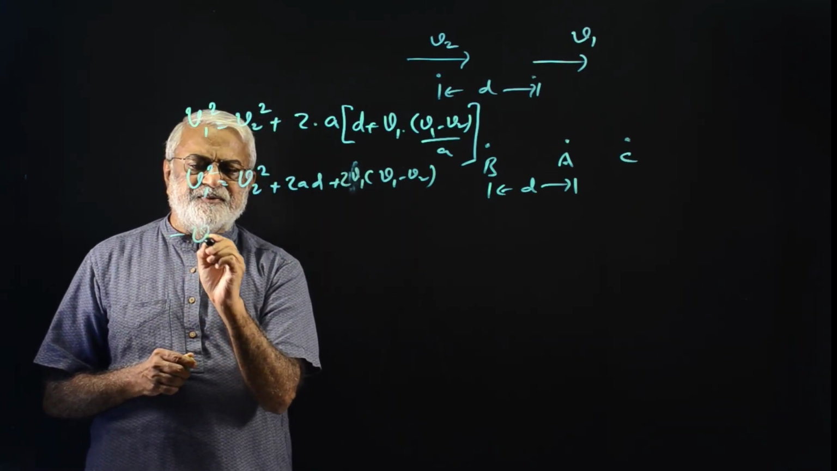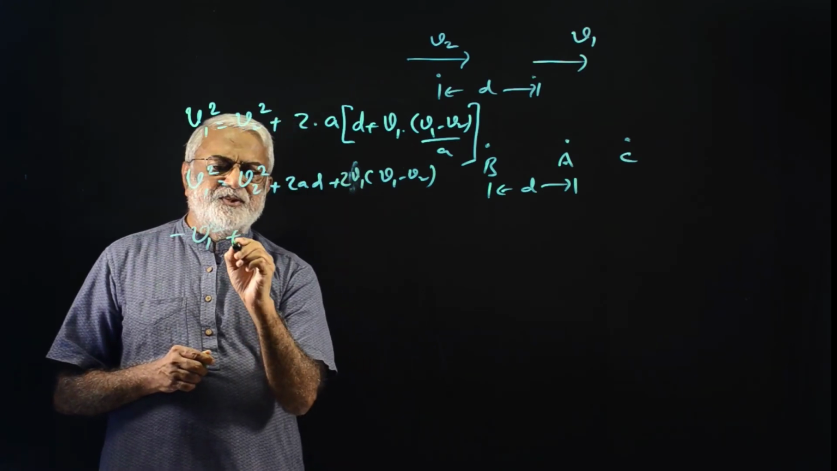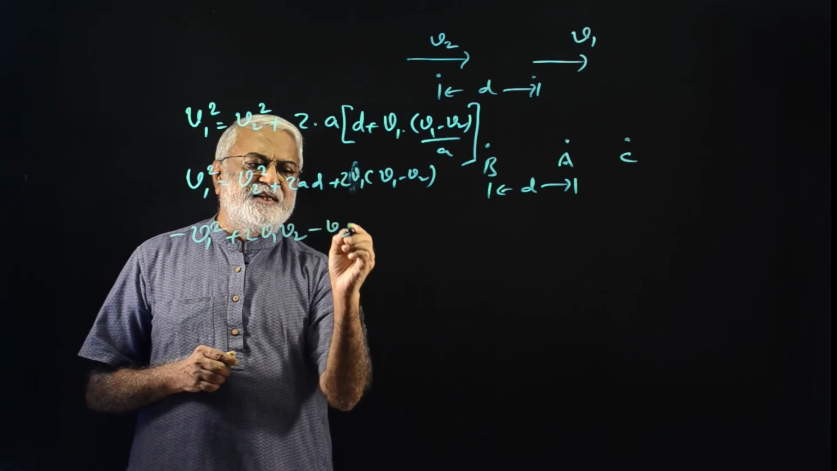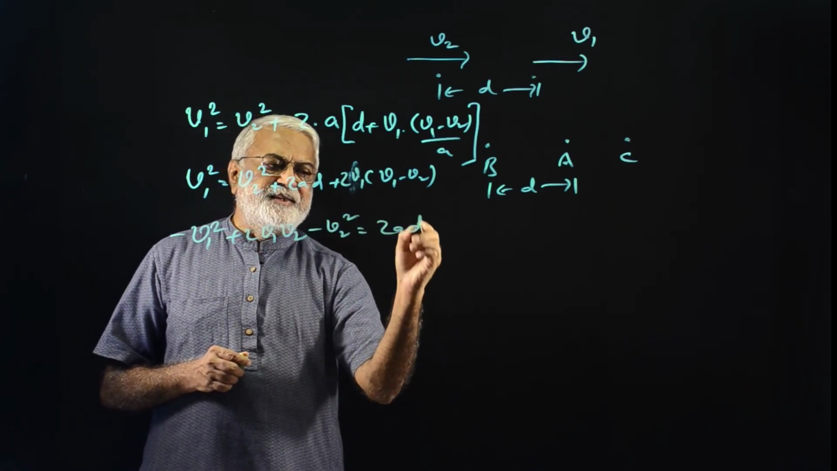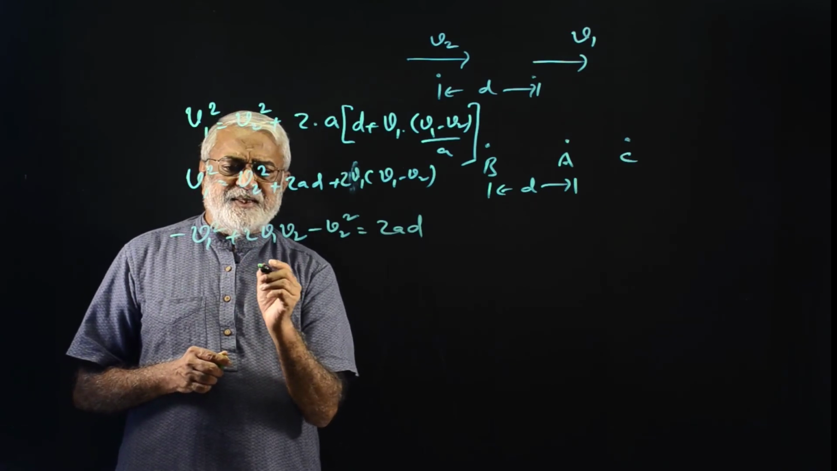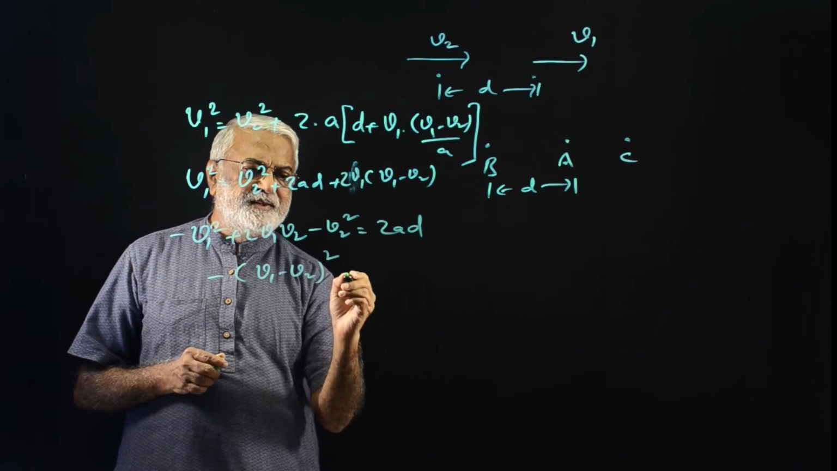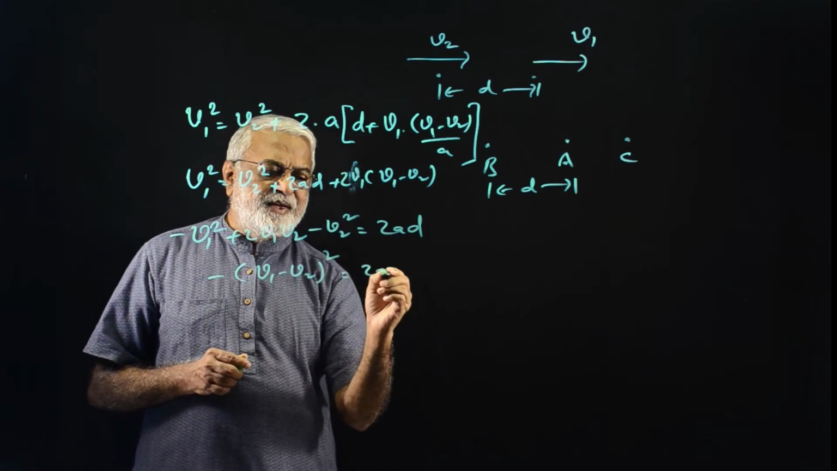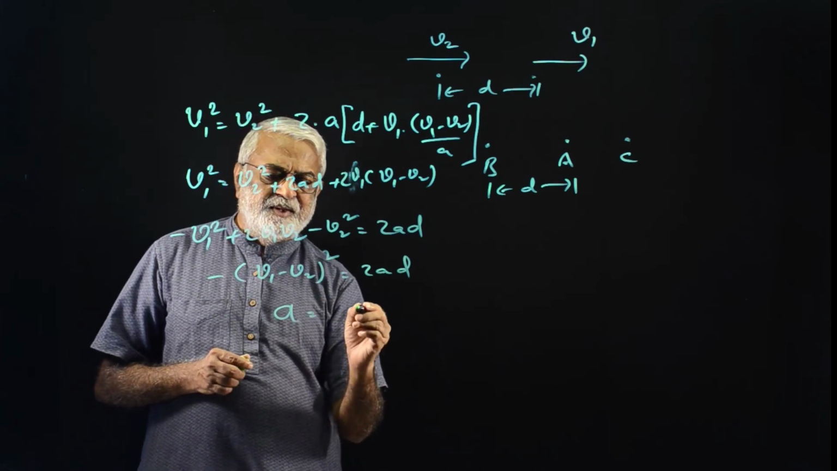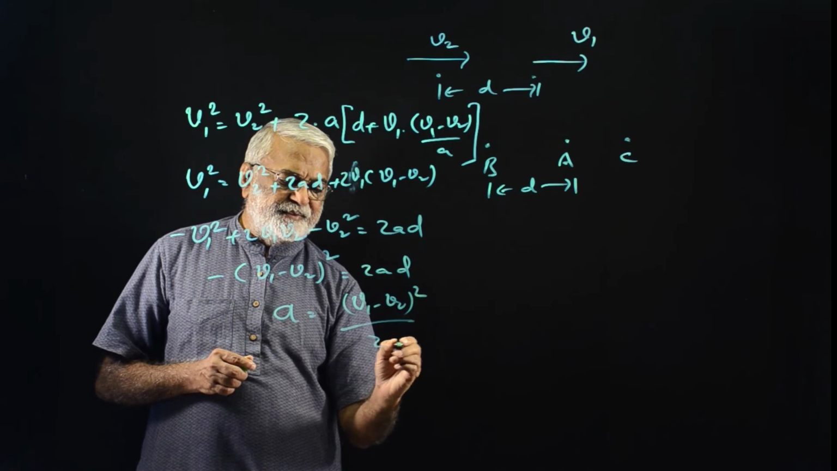So this is minus v1 squared. This is minus 2v1 v2, that becomes plus 2v1 v2. This minus v2 squared on the other side, that is 2ad. So if you observe the minus sign, this will become minus v1 minus v2 whole squared, that's equal to 2ad, or a is equal to v1 minus v2 whole squared by 2d.